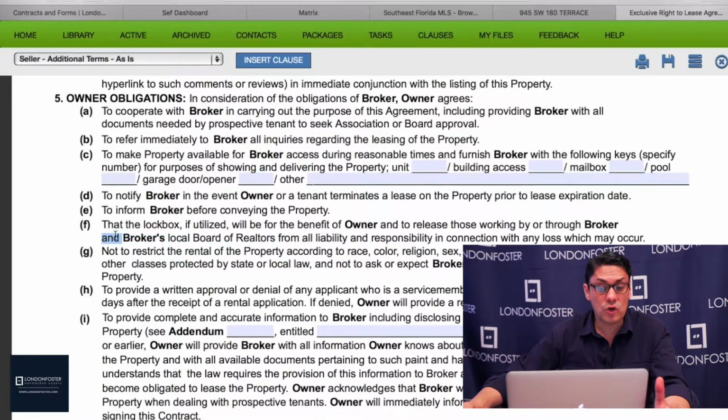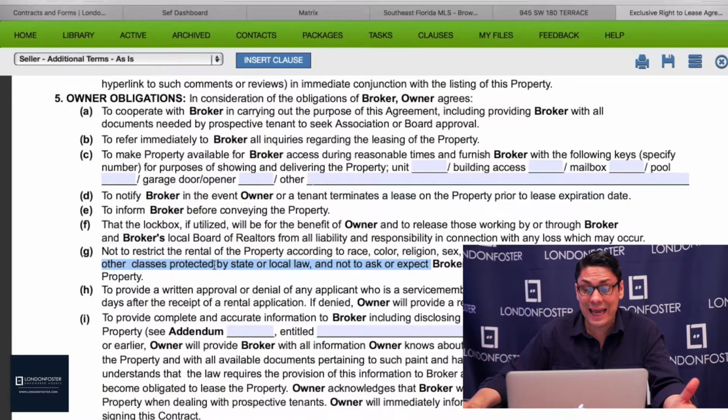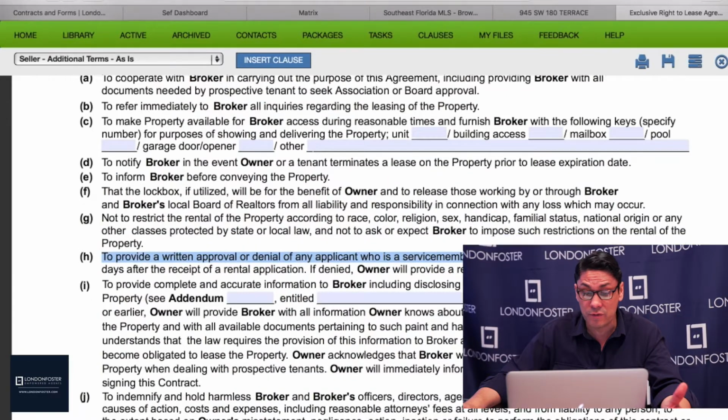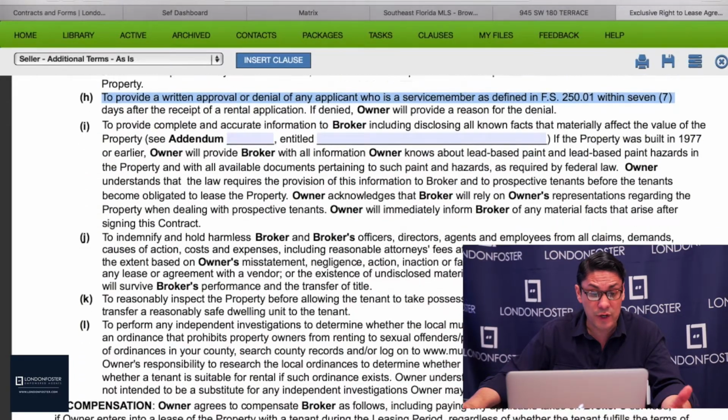You also want to make sure that you specify that if you're using a lockbox, that you are not liable for anything that could happen, because you're releasing yourself from that because other people are going to be doing it. And not to restrict the rental according to race, color, religion, sex, handicap, familial status, national origin, or any other classes protected by law. You also want to make sure that the owner is aware that if they're going to refuse a service member, that they need to do it in writing.